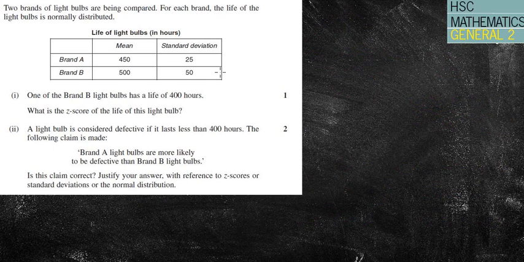Two brands of light bulbs are being compared. For each brand, the life of the light bulbs is normally distributed. One of the brand B light bulbs has a life of 400 hours. What is the Z score of the life of this light bulb?